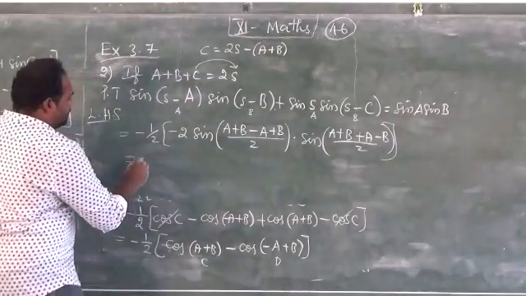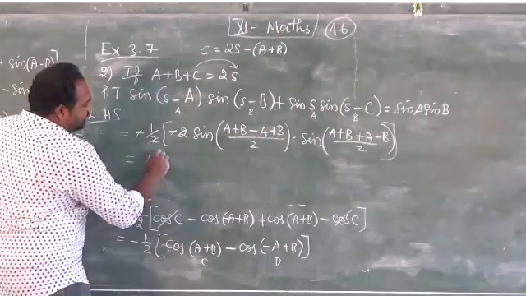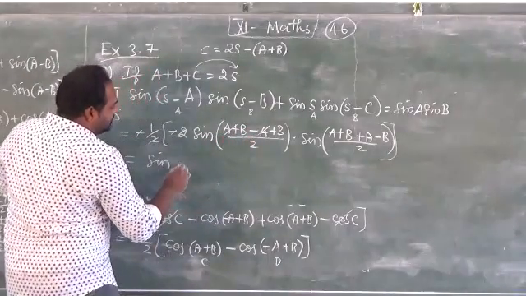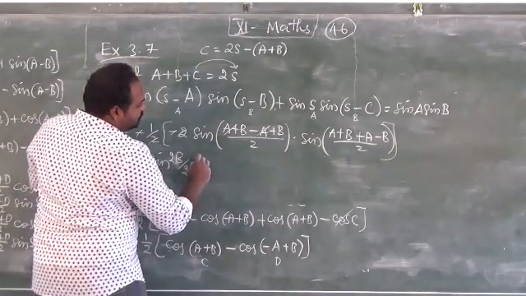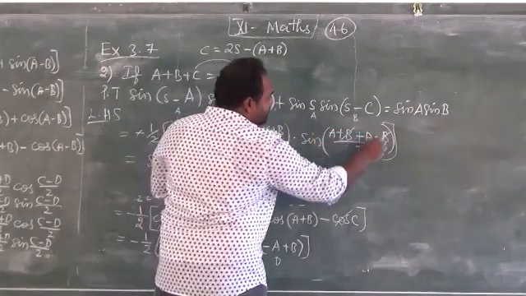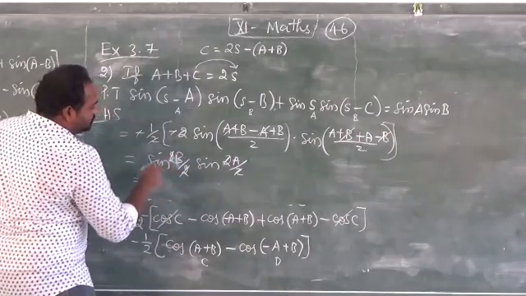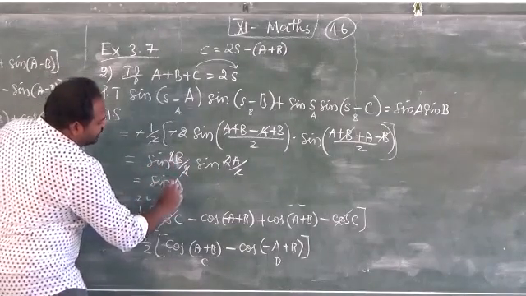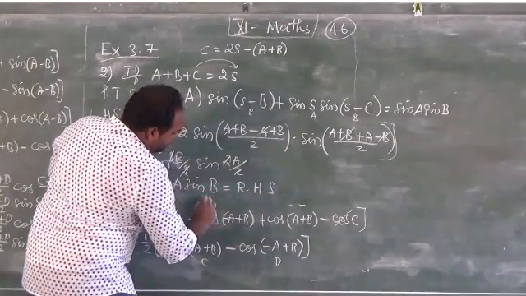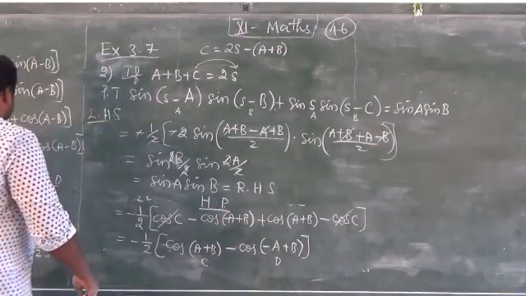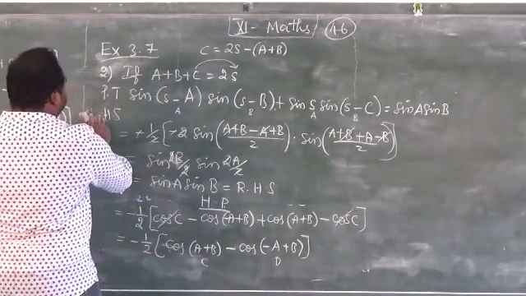So here we have a cancellation: minus 2, minus minus cancels, 2 cancels. So sin of 2b by 2, which is sin b, into sin of 2a by 2, which is sin a. So we have sin a and sin b, which is the RHS, hence proved. So by this we complete question number 2. Next, question number 3.